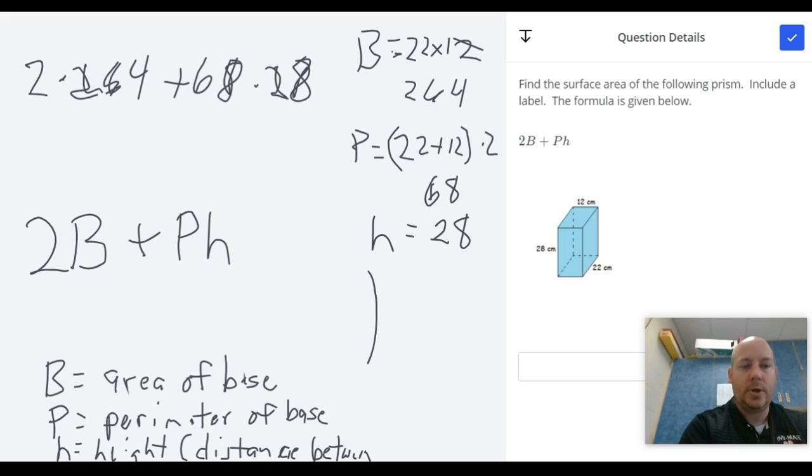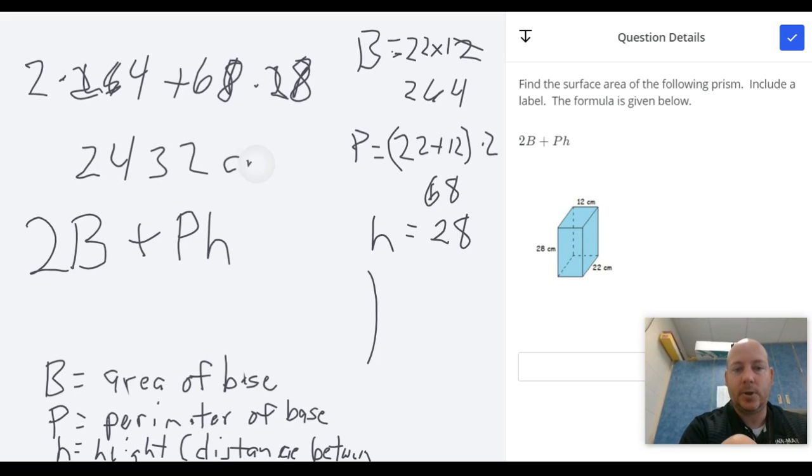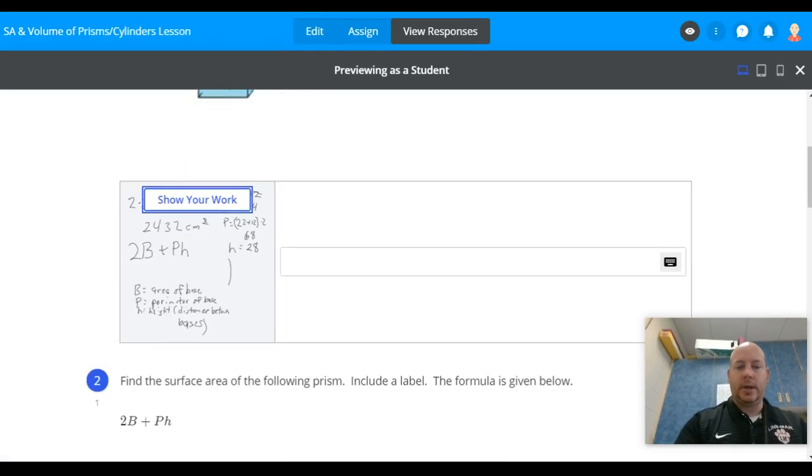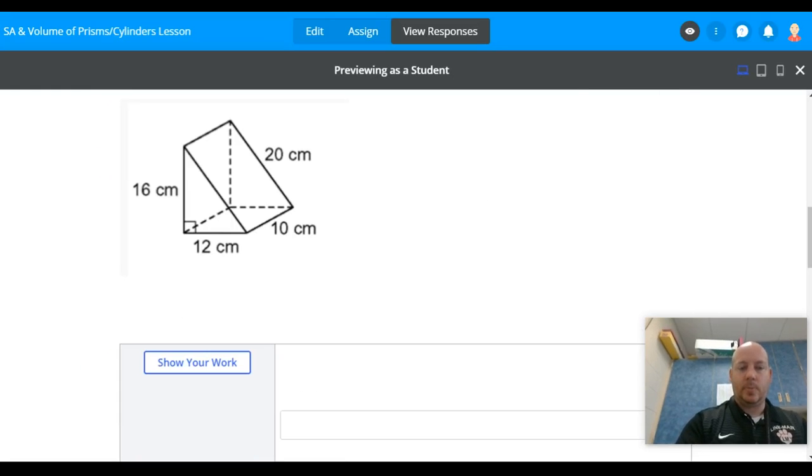That gets you 2,432, and it's area, so it's going to be square units, so centimeters squared. There we go, 2,432 centimeters squared. Again, identify the area of the base, the perimeter of the base, the height, then plug it into the formula. All right. Now let's look at a triangular prism.